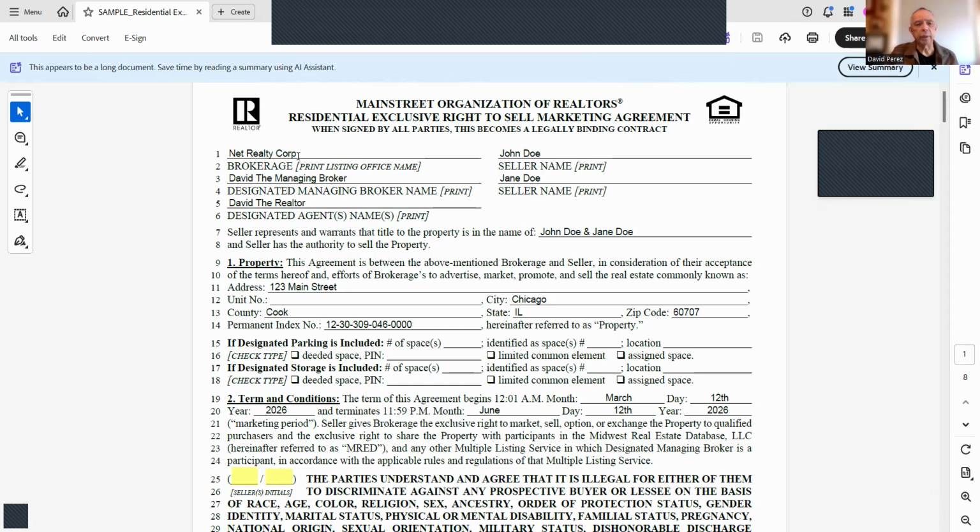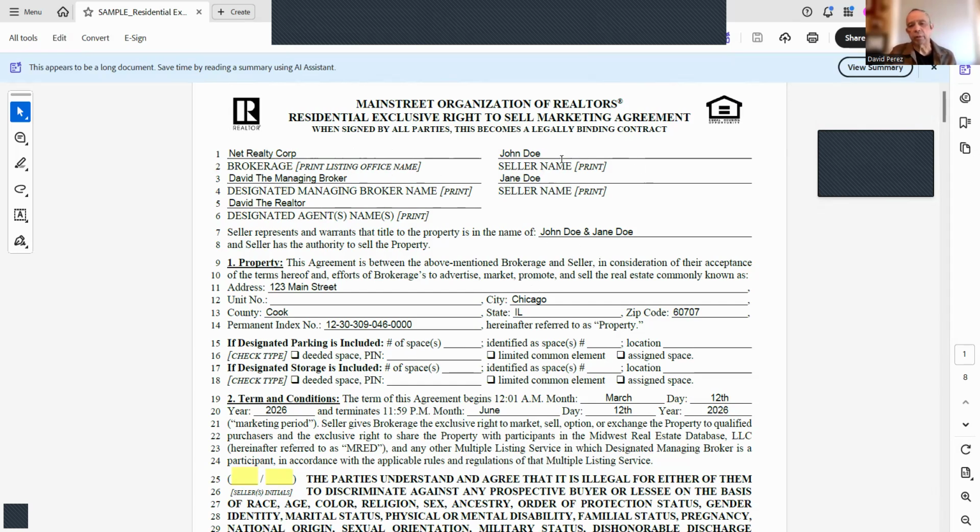Net Realty is the brokerage that I am brokered under. My company is Los Home Agents LLC, brokered by Net Realty Corp. We're out in Elmhurst right now, 880 North York Road. We'll be moving soon, but I'm using my company and my brokerage in this example.